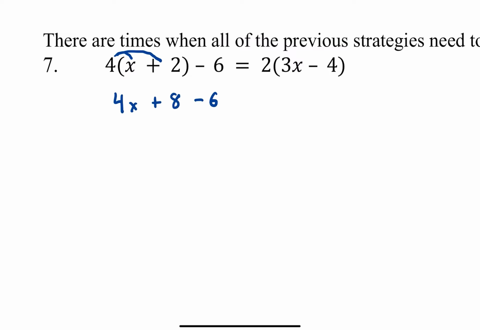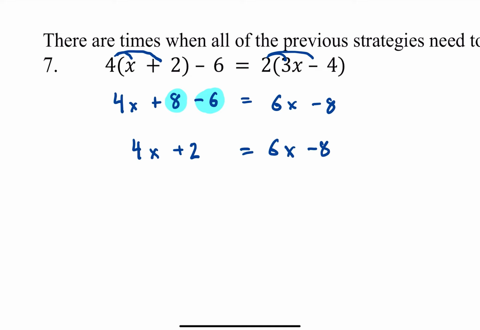I'm not even going to touch the right side yet. I just want to get the left side simplified. So our like terms, of course, are 8 and the minus 6. So this is going to be 4x plus 2. And now I'll go ahead and do the other side. So I'll distribute. So this is equal to 6x minus 8. And nothing more to simplify there. I'll just rewrite that down to bring everything in line.